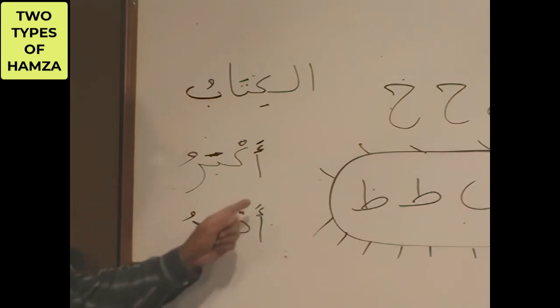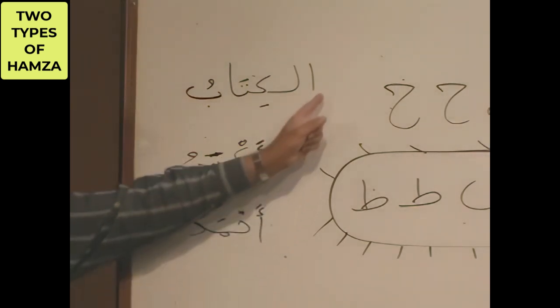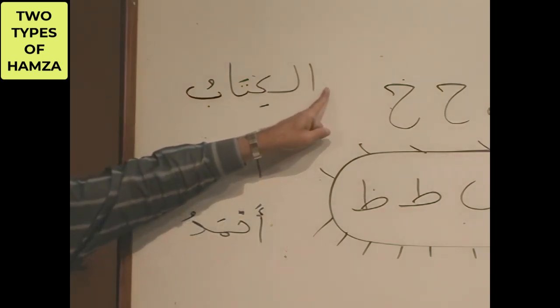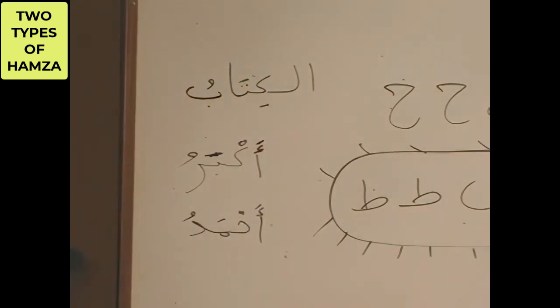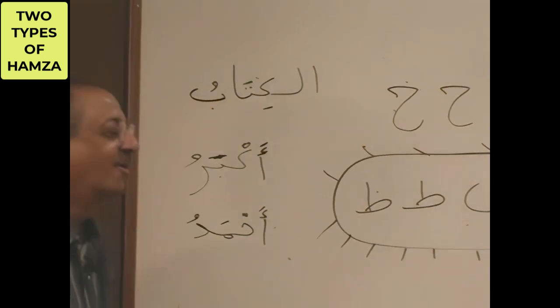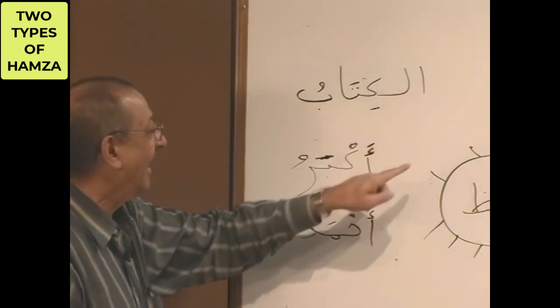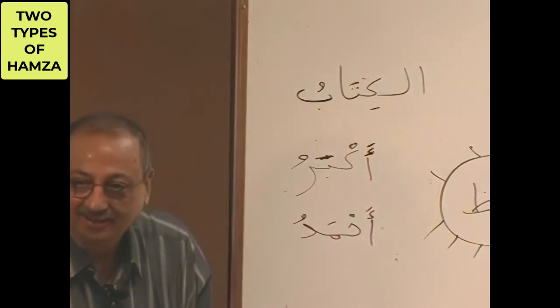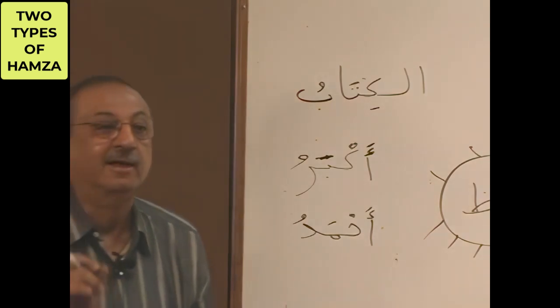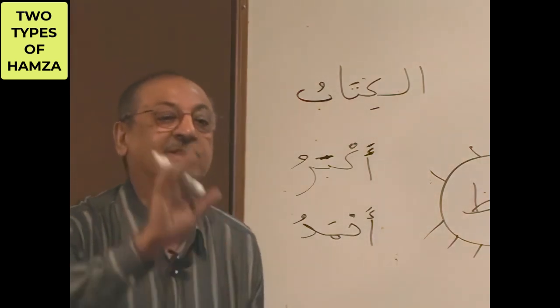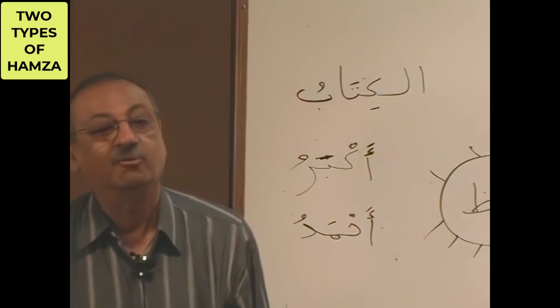Okay. Tell me why I did not put it here and I put it here. Probably you don't know, but you can figure out. Sister Salma? Okay, I will explain. Because this is Hamzatul Wasal and this is Hamzatul Qata. When the Hamzatul Qata comes, you have to pronounce it whenever it comes and wherever it comes.